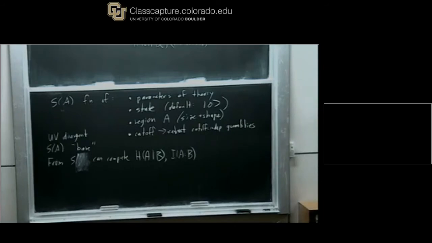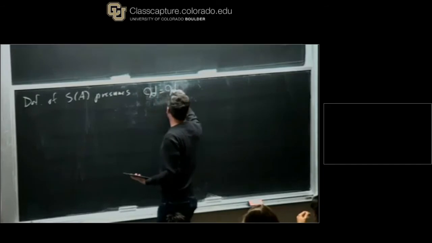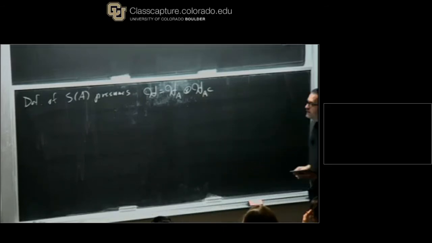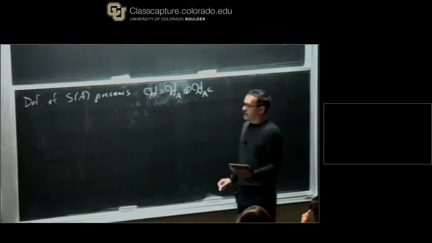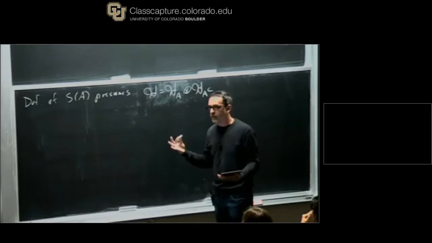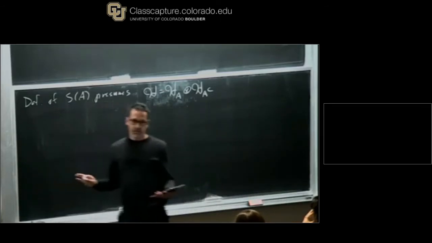Now, the definition of S of A that I gave previously presumed the following decomposition: that the full Hilbert space decomposes as a tensor product. Okay? And first, let me just explain at an intuitive level why you should expect something like this, and then I'll say why this is not exactly true. Okay? But just, why should it be roughly true?